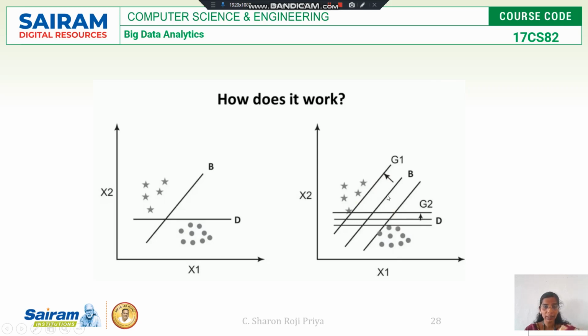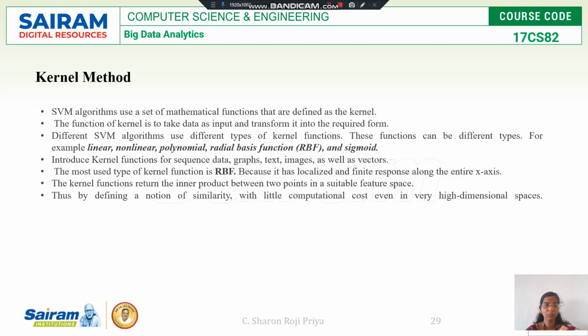By seeing this we can understand G1 is the maximum distance. So which hyperplane should be chosen? I should choose the B hyperplane. This is how I will be choosing the best hyperplane.